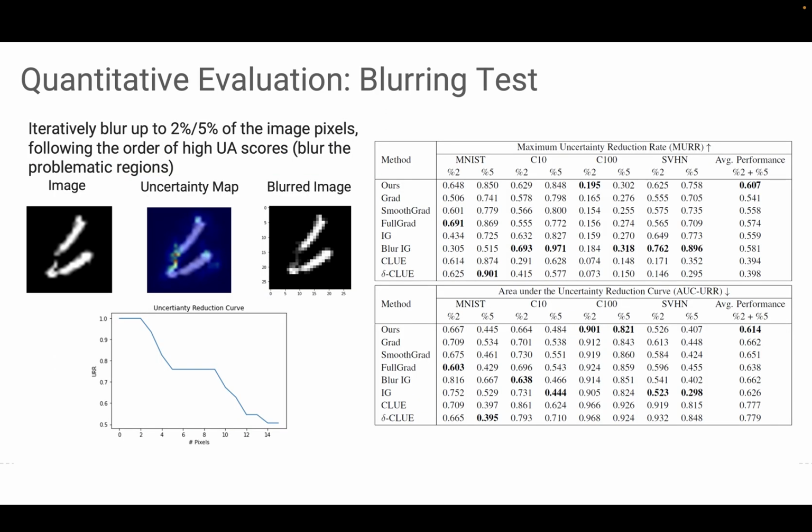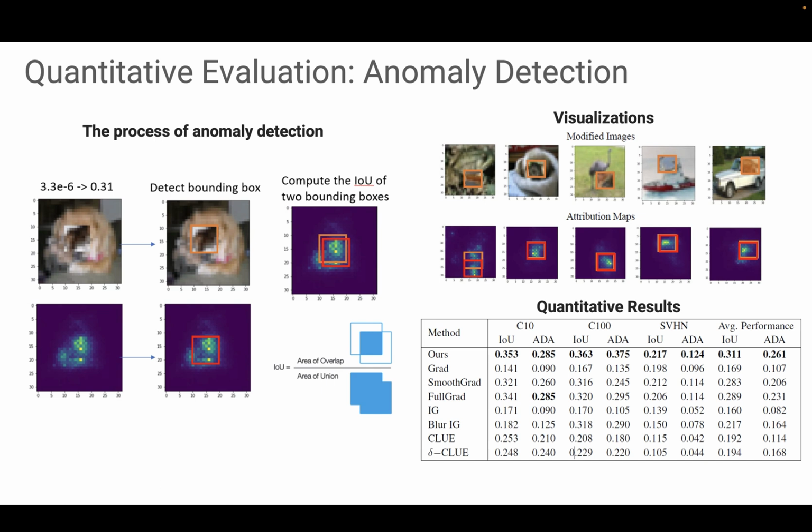We also consider several quantitative evaluations. First is the blurring test. The idea is that we iteratively blur up to 2% or 5% of the image pixels following the order of high uncertainty attribution score. Basically, we blur the problematic regions and analyze the uncertainty reduction curve. Two metrics are designed. One is called maximum uncertainty reduction rate, and one is called area under the uncertainty reduction curve. On average, we show that our method achieves the best performance compared to state of the art.